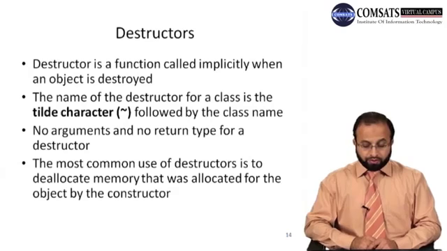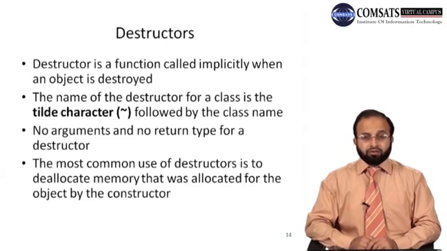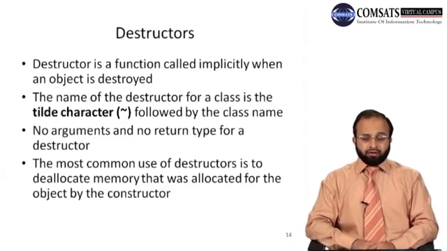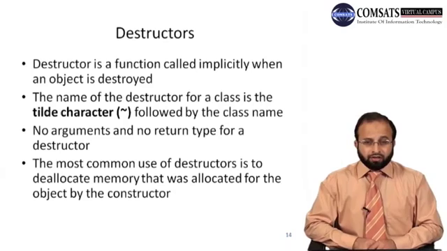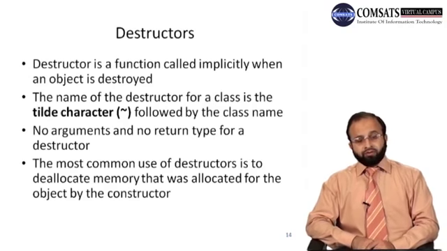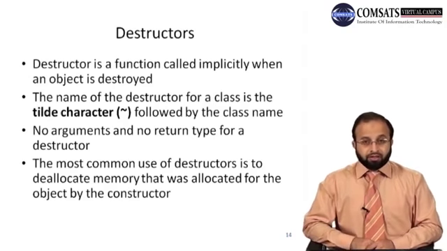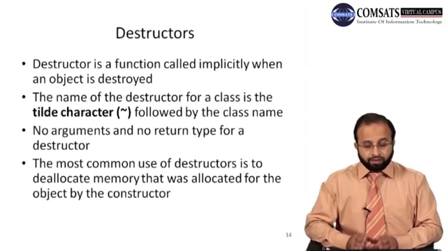The most common use of a destructor is to deallocate memory that was allocated for the object by the constructor. So in a constructor, what you do is you allocate memory using the new function. Let's say 24 bytes you have allocated using new, and then in the destructor you free that. You need to free that memory before exiting from the program.